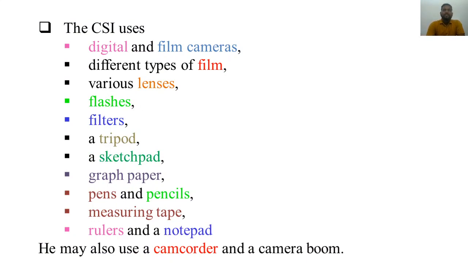Now here the crime scene investigator uses different instruments and techniques to record the crime scene, or we can call it to document the crime scene. So here used utensils are digital and film cameras, then different types of films, various lenses, flashes, filters, a tripod stand, a sketch pad, then graph papers, pen and pencils, measuring tape, rulers and a notepad. And also along with this he may also use a cam recorder and a camera boom. So these are all the required things to document the crime scene.